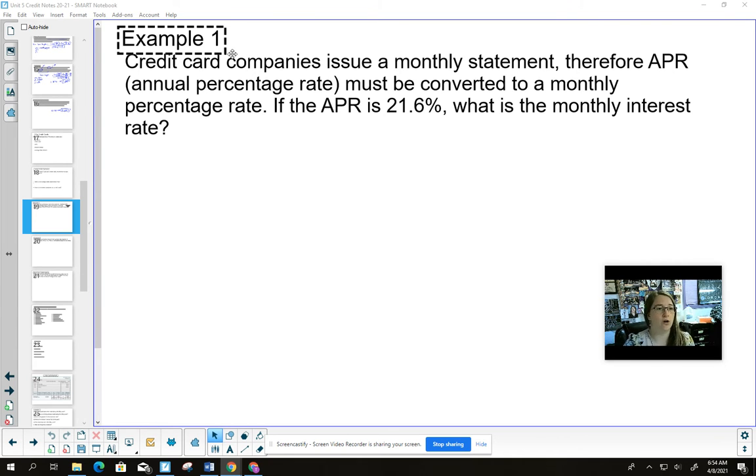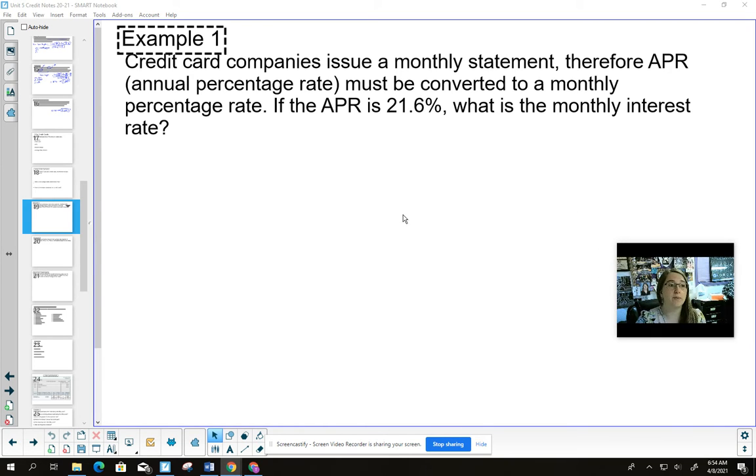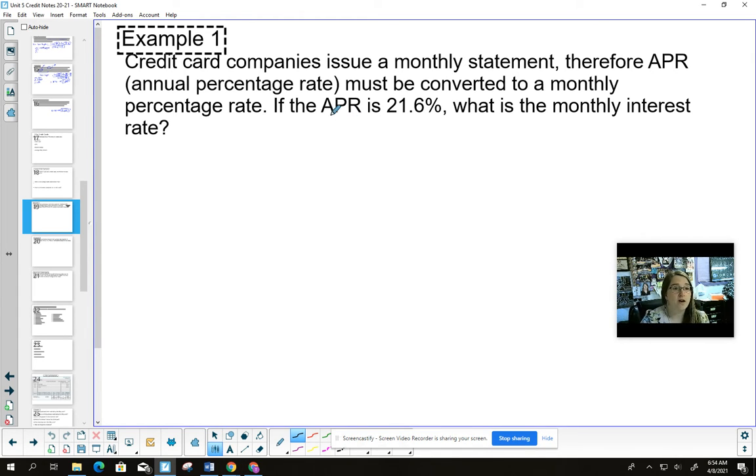Because you have an APR, right? It says credit card companies issue a monthly statement. Therefore, APR, annual percentage rate, must be converted to a monthly percentage rate because that's how you pay your bill, monthly. If the APR is 21.6%, what is the monthly interest rate? Now, this is actually a very easy question. A, once again, stands for annual. There's nothing surprising about this. There's nothing tricky.